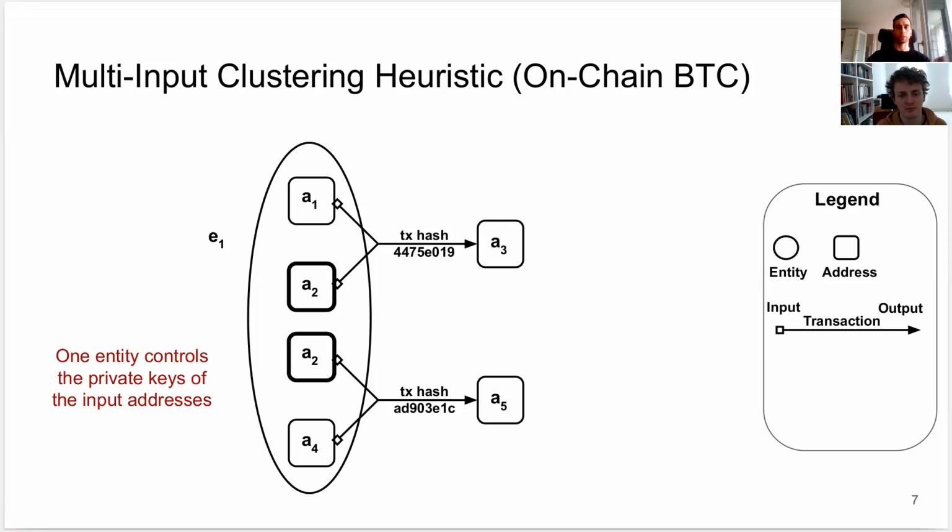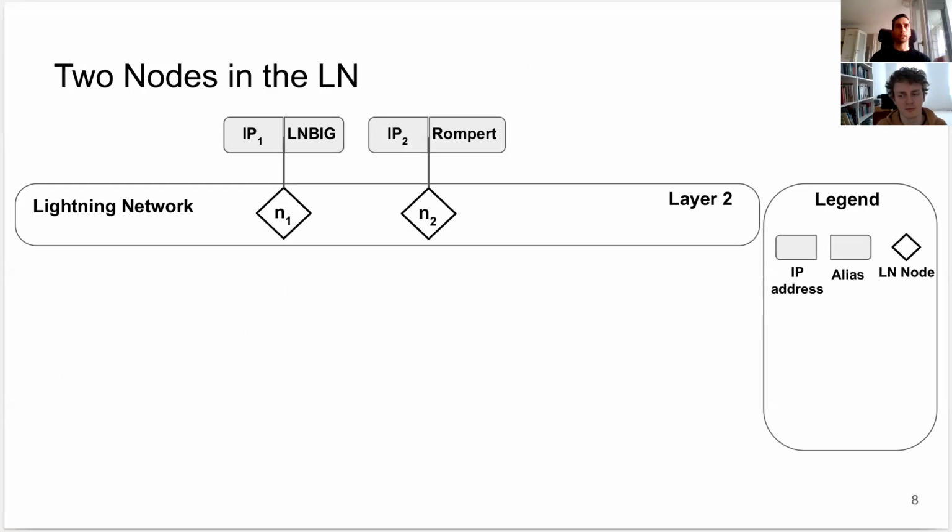Keep in mind that during our presentation, we will have on the right-hand side a legend, so keep an eye on that to understand what we are talking about on the left-hand side. On the Lightning Network instead, we have a peer-to-peer network of nodes, and here we see, for example, two nodes, N1 and N2. These nodes come with publicly available data, so they gossip through the network their IP address or Tor address and their alias. In this case, lnbig is the alias of N1 and IP1 is the IP address of N1.